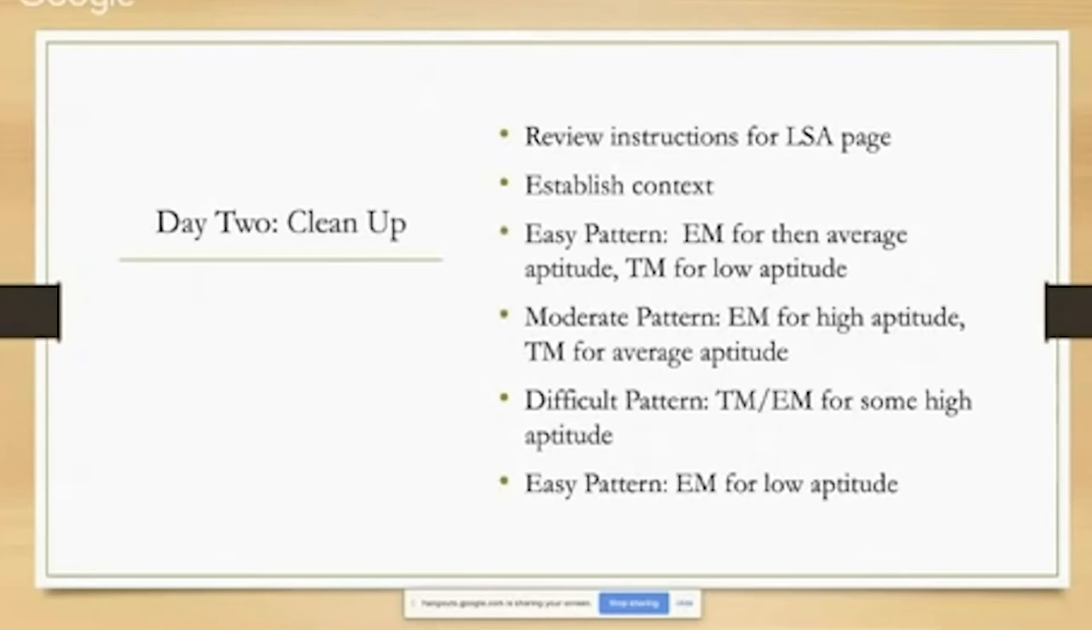And I really try to get everybody through. My low aptitude kids, they're going to get through their one pattern. My average kids are going to get through 1.5 or 2 patterns. And I say 1.5, meaning maybe they got teaching mode for the second pattern, but not evaluation mode. My high kids, I try to get them through all three, or at the least 2.5, which is they got teaching mode for the difficult pattern, but maybe I didn't get back to evaluation mode. This seems to work for me pretty well and works consistently.